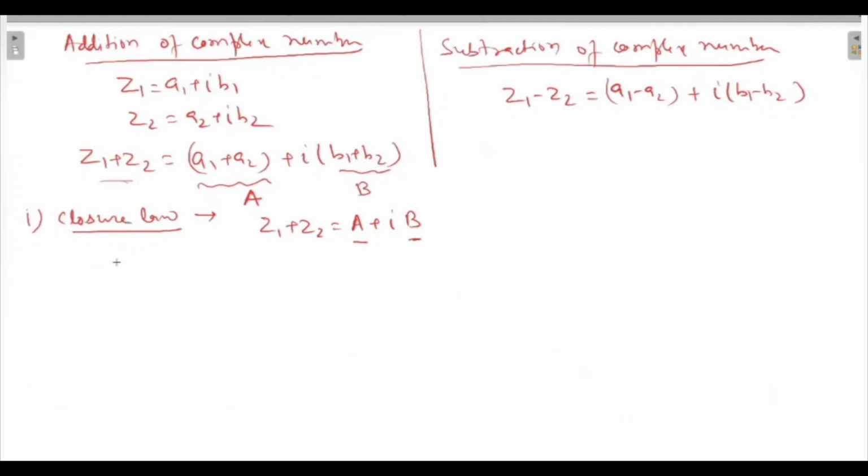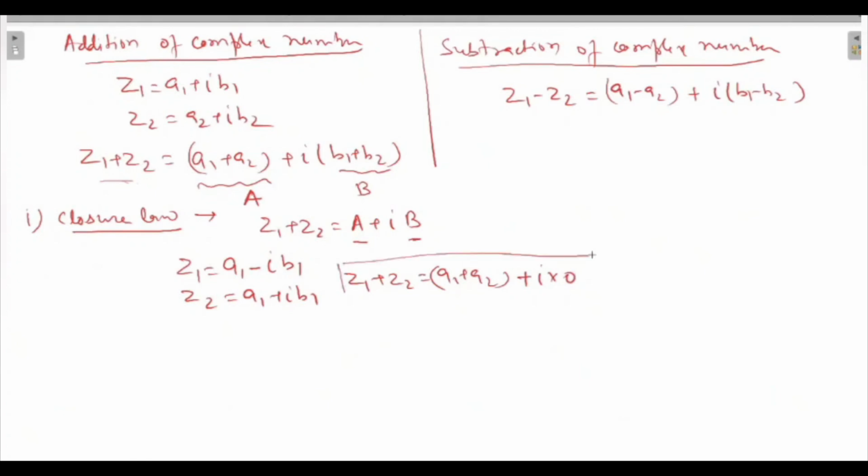So you might be wondering, let's say my Z1 is A1 minus IB1, and my Z2 is again A1 plus IB1. If I add Z1 plus Z2, I will be left with A1 plus A2, right? And is this a complex number? Yes, it's a complex number because its imaginary part is 0. So any real number is also a complex number. That's the reason that when you add two complex numbers, you will always get a complex number. Alright, so this is the first law.